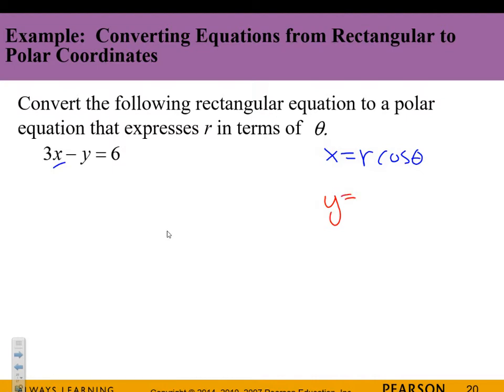Where can I find y? How can I find y? r sine theta. Is that not a y? Yes, so you can just plug it in. So 3r cosine theta in this case minus r sine theta is equal to 6. There's your first steps, right?